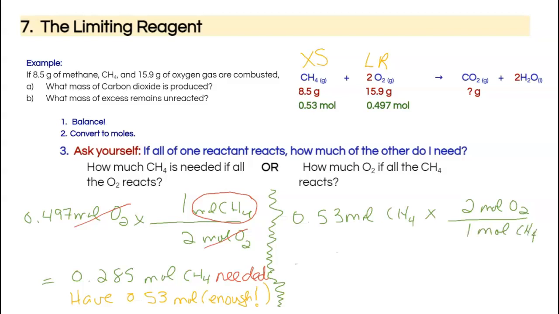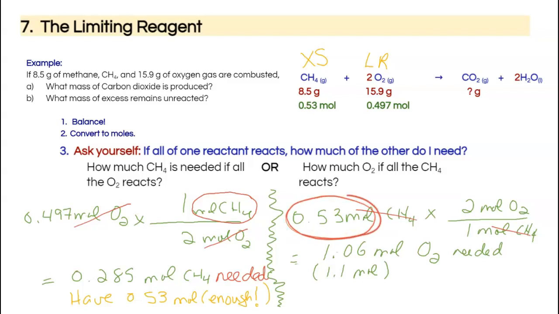And so I can see my units canceling here. And so I could just do the quick math here and see that my raw value would be 1.06 moles of O2 needed, right? I know that really should be 1.1 moles, right? And so I'm going to say, well, if I use up all of my methane, the 0.53 moles that I have, I'm going to need 1.06 moles of oxygen.